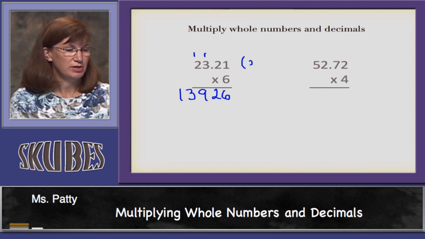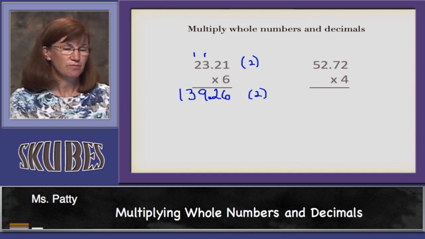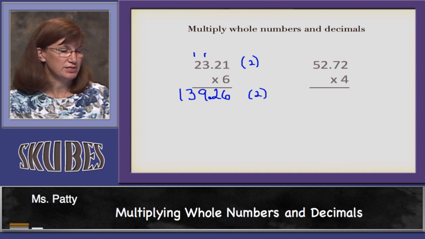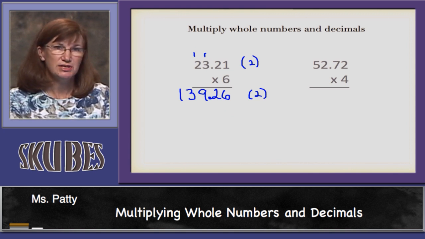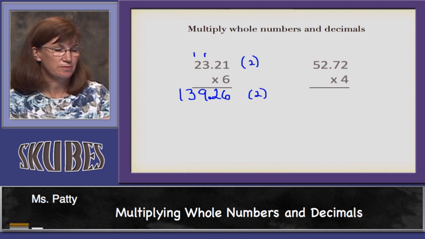We had 2 places behind our decimal here. We must have 2 here. Count over, place your decimal, 139 and 26 hundredths. And our last problem, 52 and 72 hundredths times 4.